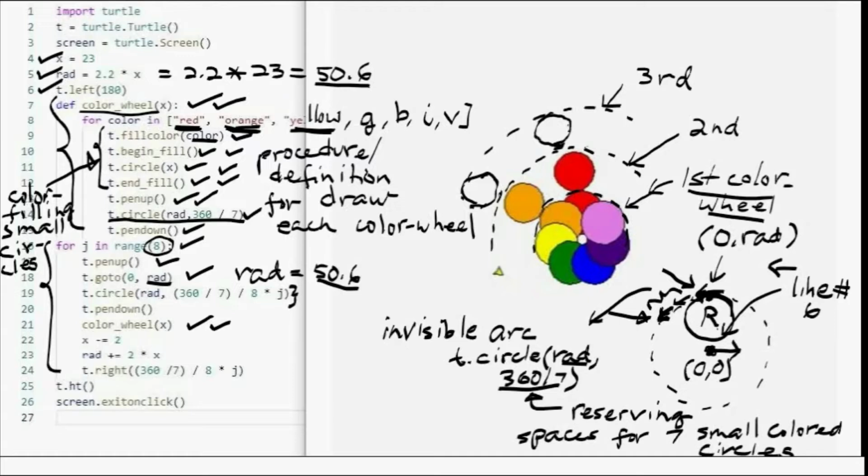So I'm going to draw the circle here. And this one is going to be orange. And then after drawing the orange, I will again draw the invisible arc here.